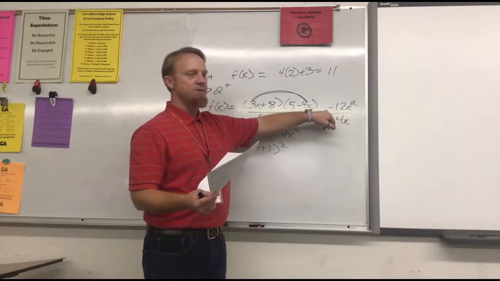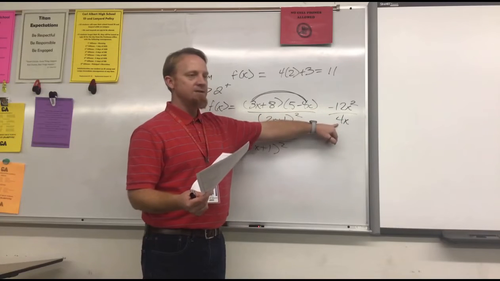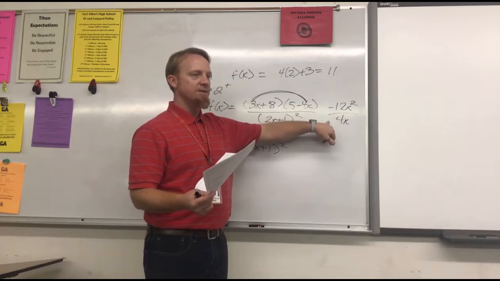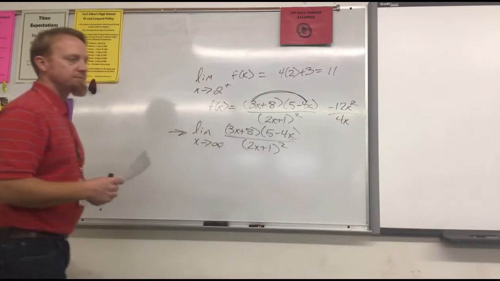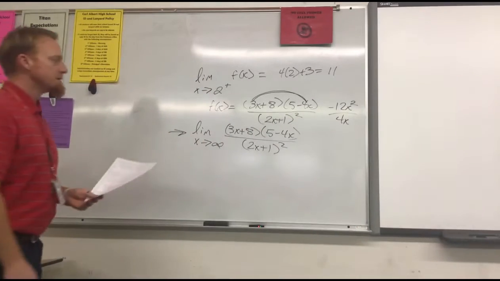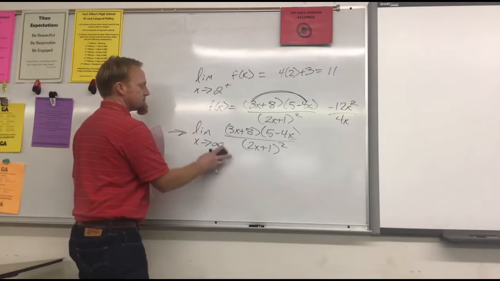The top's still negative. This top's always going to be negative. And the bottom is negative. So a negative and a negative gives me positive infinity. Okay. All right.